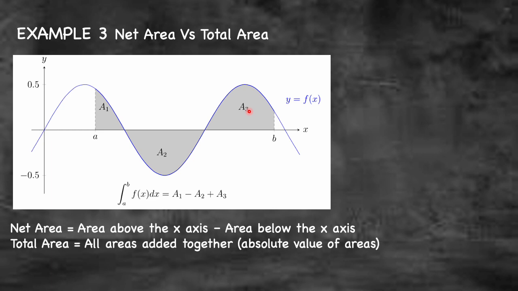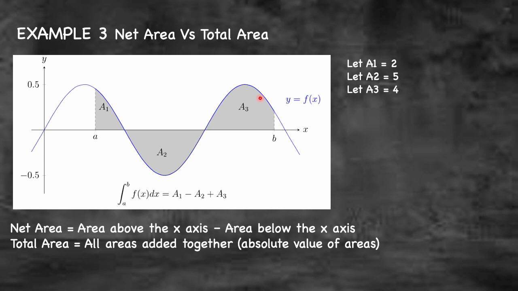The total area is when we don't care about the signs. We don't care if it's above or below the x-axis. We just want to find the total of all the areas. So I would want to find this area. This area would just be positive. I don't care that it's below. I just want to find the amount of that area. And then A3 would be positive. So I would just add all those together.